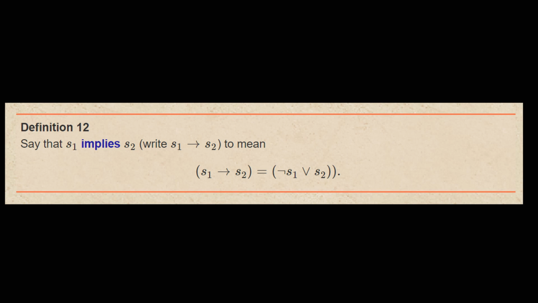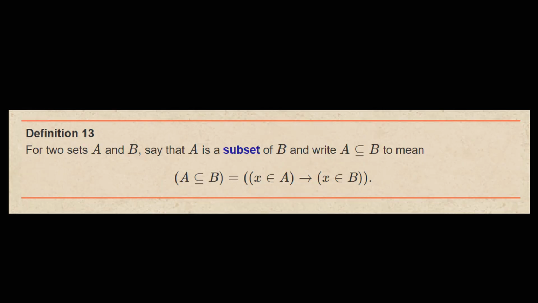Now, logical implication is closely tied to the notion of one set being a subset of another set. For two sets A and B, we say that A is a subset of B and write A subset symbol B to mean that whenever x is an element of A, that implies that x is also an element of B. So now we know how to put logical statements together using logical operators in order to build more complicated statements. See you next time.